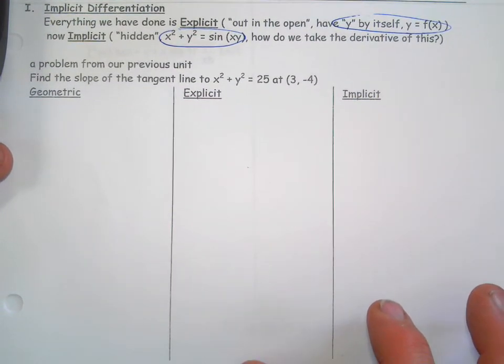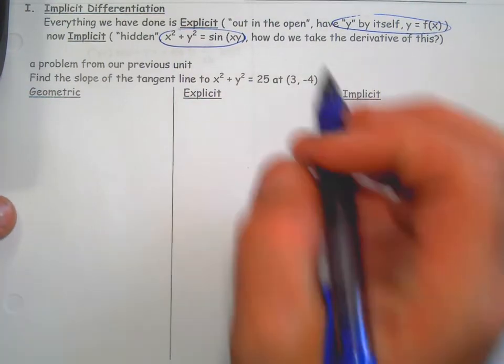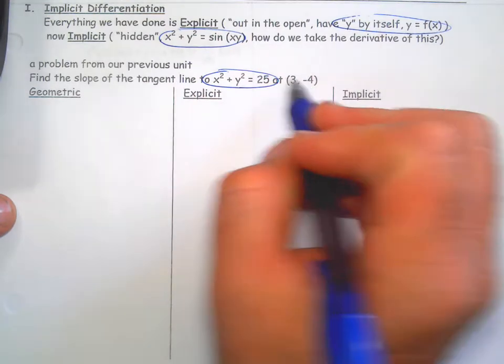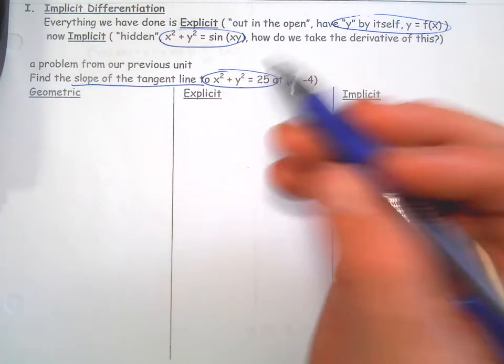Now, this is a problem that we did a couple of units ago when we were doing a bunch of review work, and I actually showed you this, but now we're going to be doing it for real. So I'm going to revisit this problem where you were given this function and you were asked to find the slope of the tangent line to it. And we realized, oh, this is a circle.